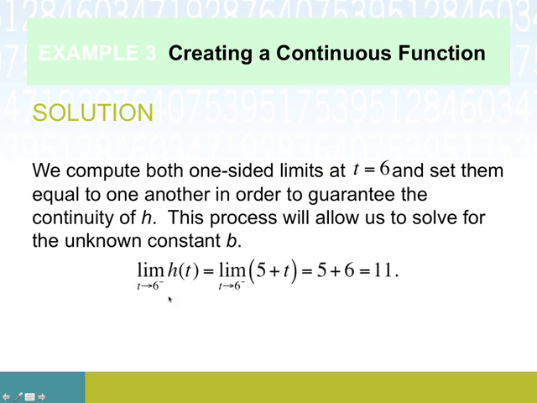So if we take the limit as we approach 6 from the left side, doesn't matter which we start with, but if we approach 6 from the left side, we definitely have values of x, or t in this case, which are smaller than 6. And when you have values of t that are smaller than 6, this is the piece of the function that's in charge. That's just going back to our piecewise defined function definition. 5 plus t gets to call the shots as long as the t values are less than 6.